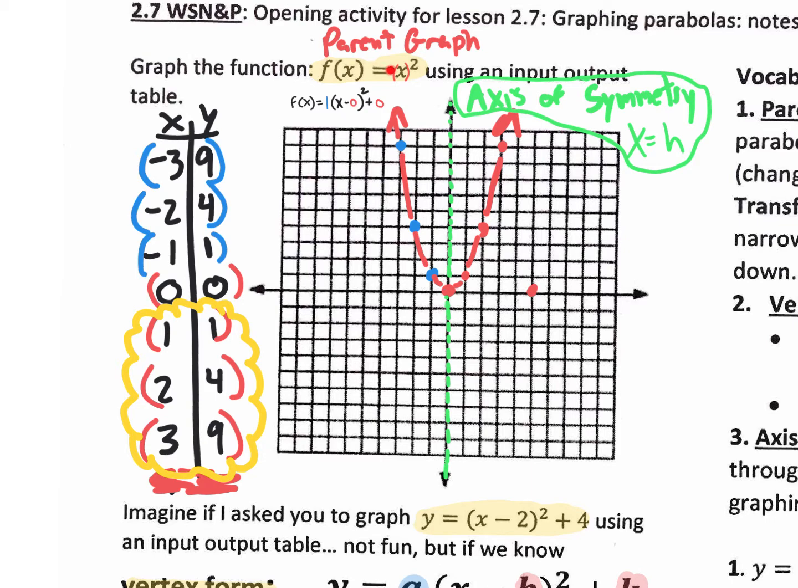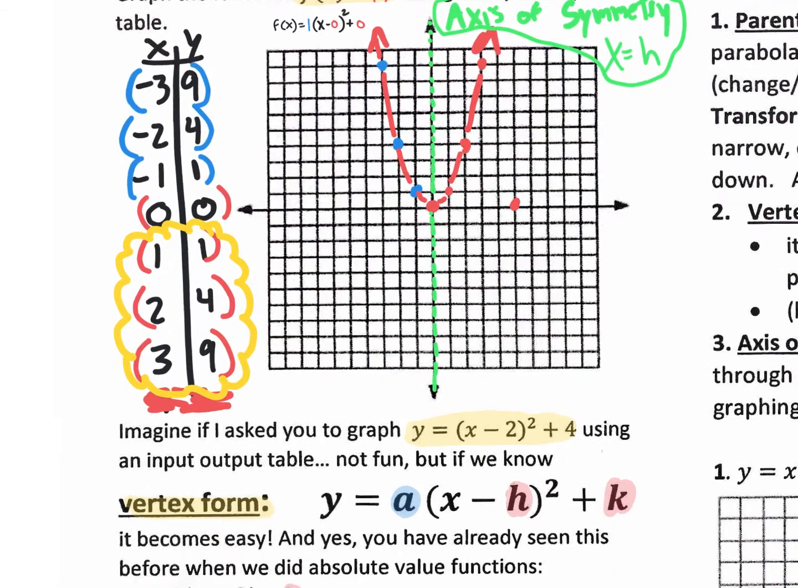But now, whenever we have an a value of 1, because that's what our parent graph has, we'll be able to use the pattern 1, 1, 2, 4, 3, 9 from the vertex. So it doesn't matter where your vertex is at. If your vertex is right here, you're going to go 1 over 1 up and put a dot right there. Go back to the vertex, 2 over 4 up, 3 over 9 up, and you'll be able to graph your parabola from that vertex without doing any math. So please memorize 1, 1, 2, 4, 3, 9. It's really awesome.